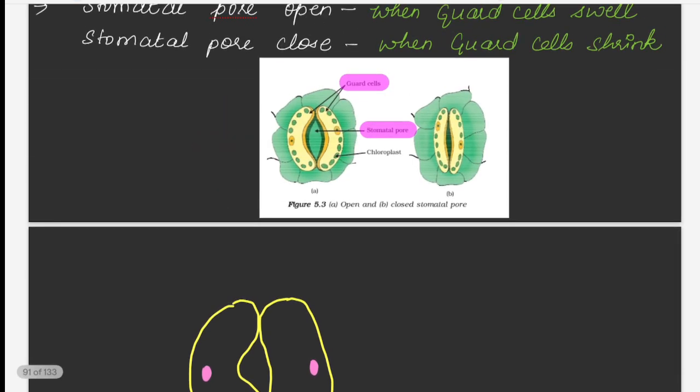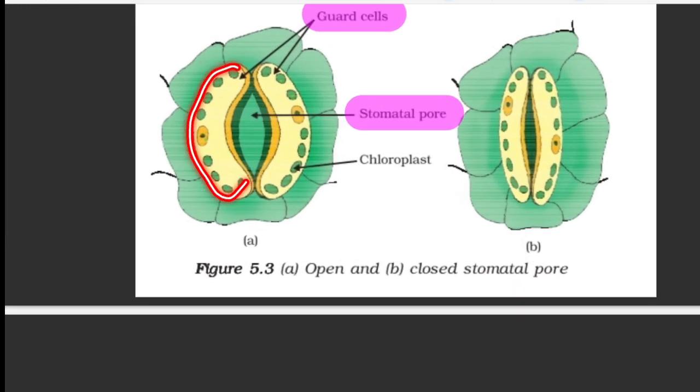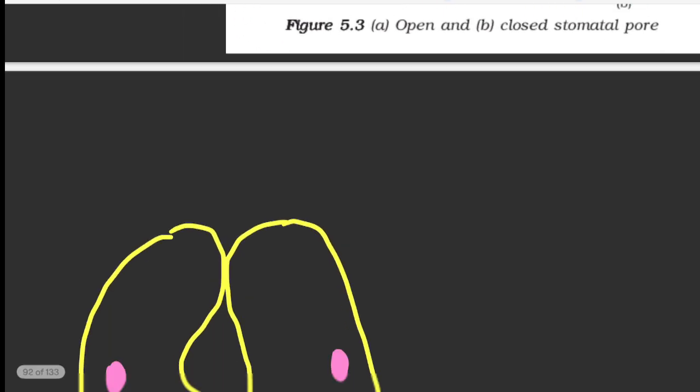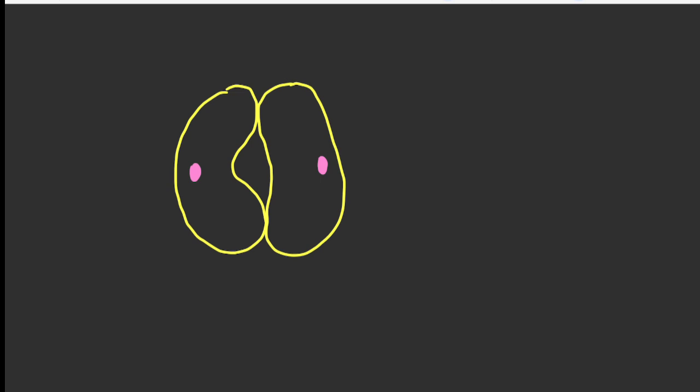So first draw two kidney shaped structures. So this is one and this is the second one. Two kidney shaped structures you have to draw, and then you should draw a nucleus in each of the guard cells. So draw the nucleus, and then we have to draw the chloroplast. Can you see here in this structure? So this is the guard cell, and you can see here the nucleus is present, and here this green color structure is called chloroplast. So let us draw the chloroplast.